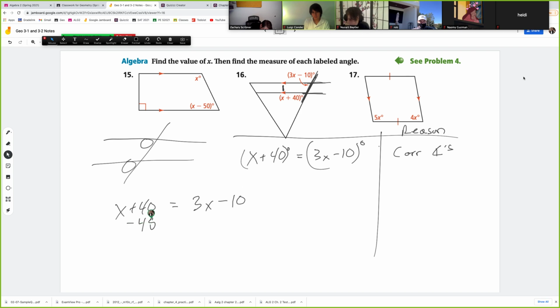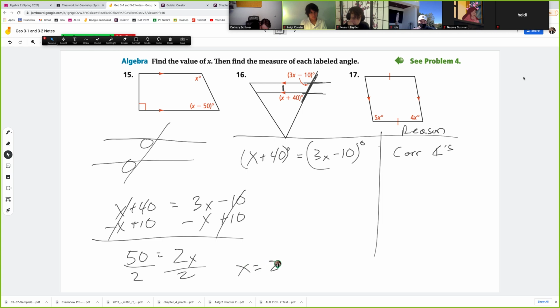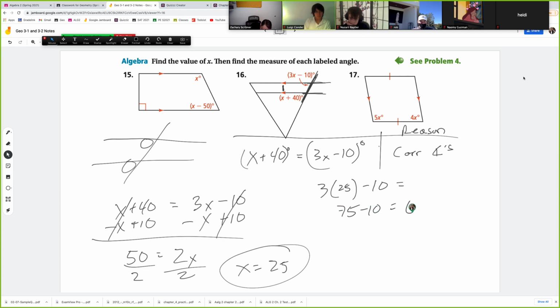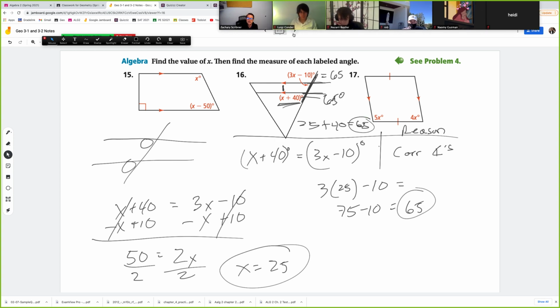Right? Minus 40. Well, let's do it this way. Let's go minus x plus 10. Minus x plus 10. 50 equals 2x, over 2 over 2. x equals 25. Right? So you would have 3 times 25 minus 10 equals 75 minus 10 equals 65. They are equal, so 65 degrees. Okay, they both equal 65 degrees. Now you could check it here. 25 plus 40, 65. Boom, they are equal. Okay, so there you have it.